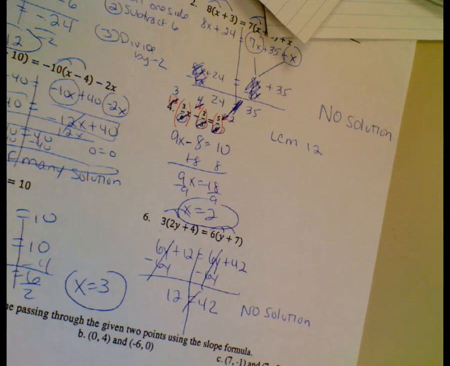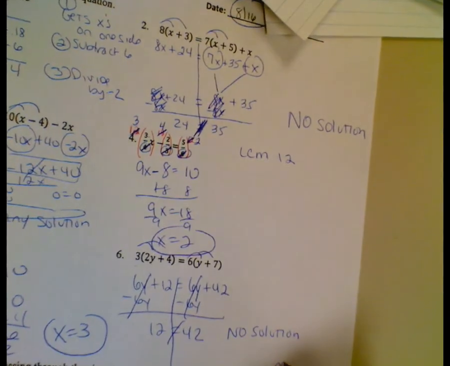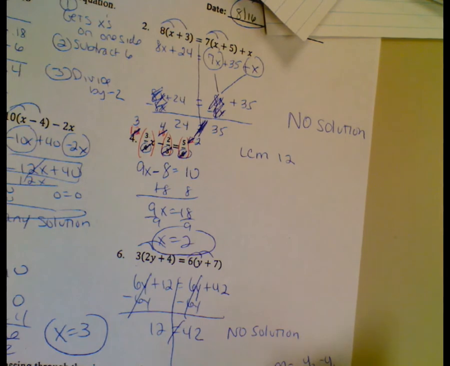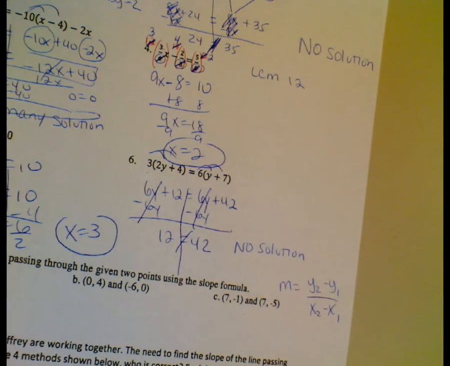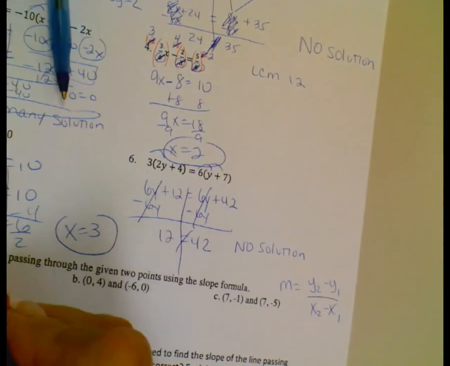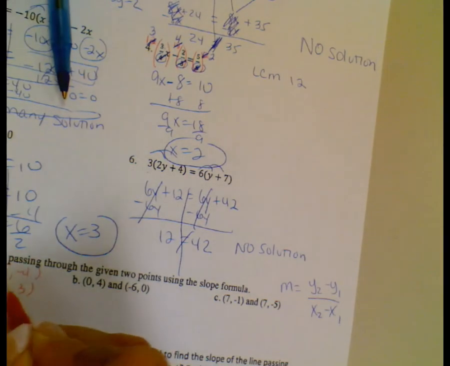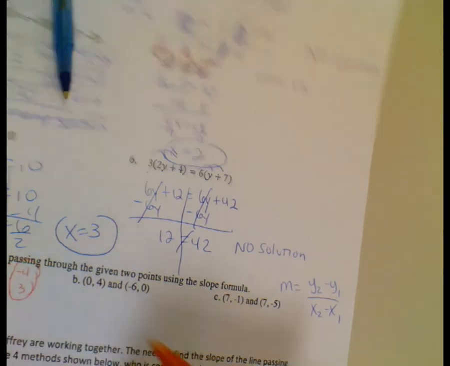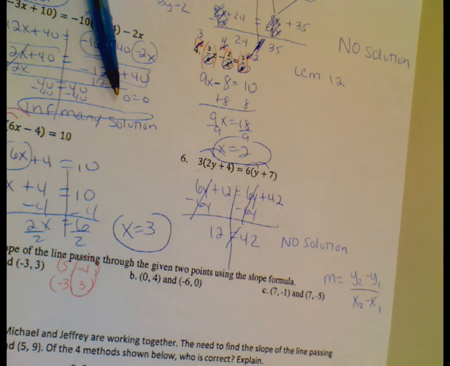Now number 7 and number 8 are a review of what we did the first day with the slope applet. Find the slope of the line passing through the 2 given points using the slope formula. So the slope formula is m equals y2 minus y1 over x2 minus x1. It's the change in y's over the change in x's. Personally, I like to write my ordered pairs on top of one another like this, and I like to circle the y's because that's what you start with on the top.